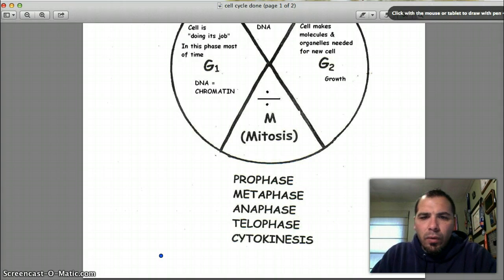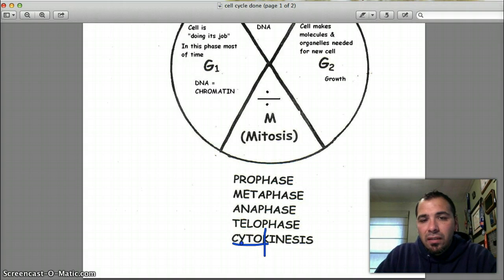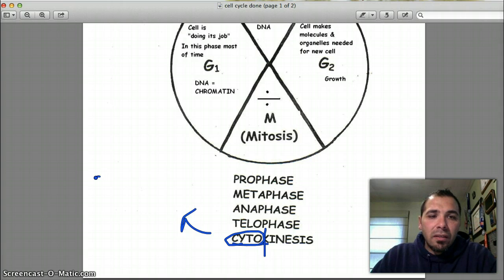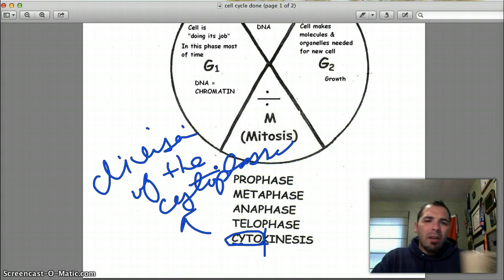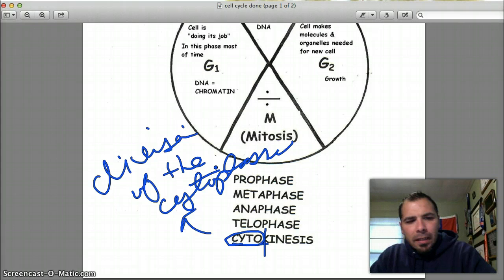And so with cytokinesis, you should see two terms here: cyto and kinesis. Cyto refers to cytoplasm. Kinesis, a lot of times it deals with movement, but that's the division of the cytoplasm. So cytokinesis is division of the cytoplasm. My writing's horrible today, but you get the idea.